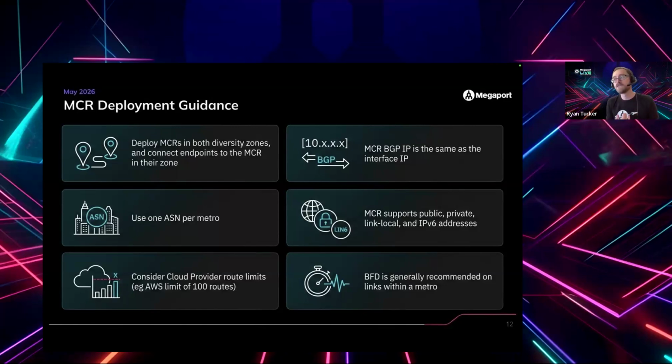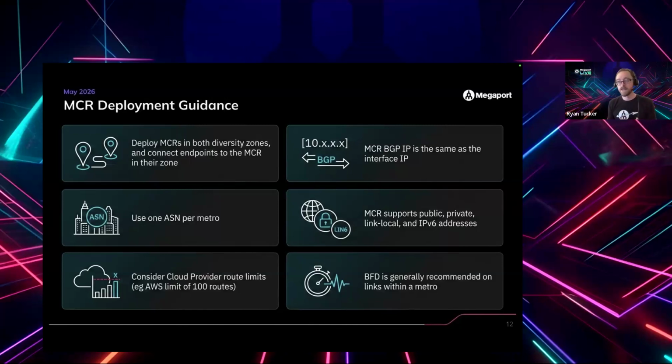So diversity zones is the obvious one. Same as all the other products, we recommend you deploy MCRs into diversity zones. So if you deploy within a metro, say Sydney, you'd put one in the red zone in one data center, one in the blue zone in a different data center.